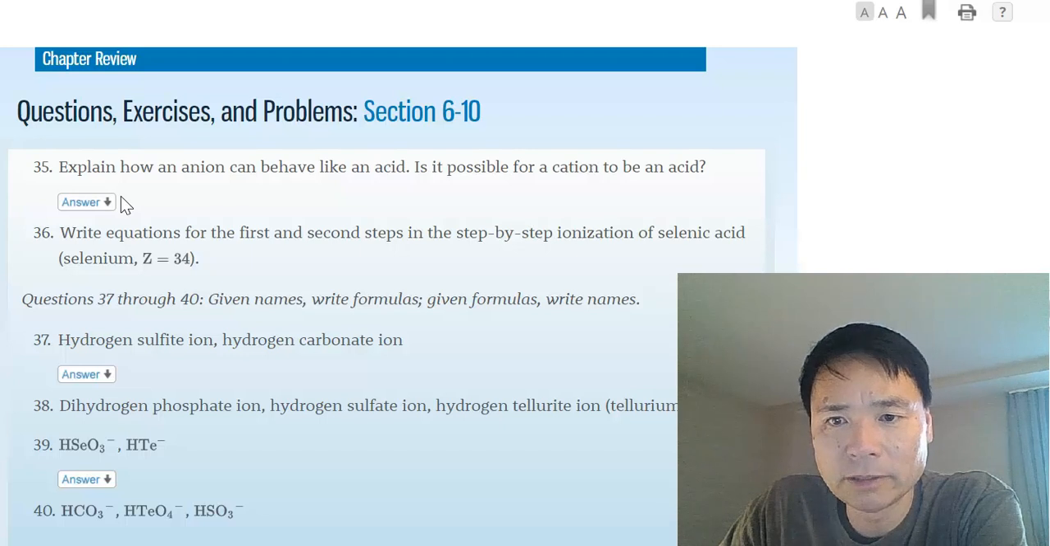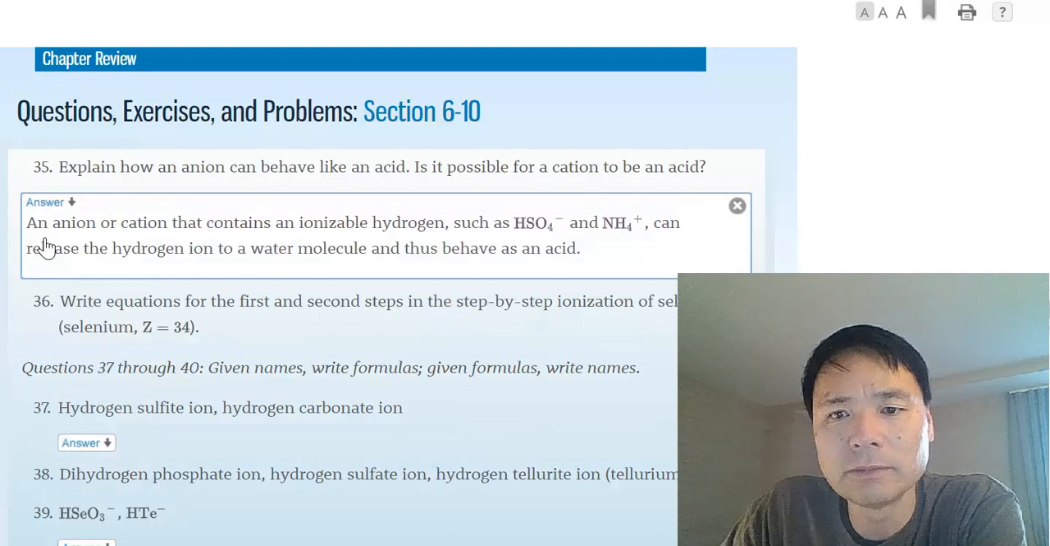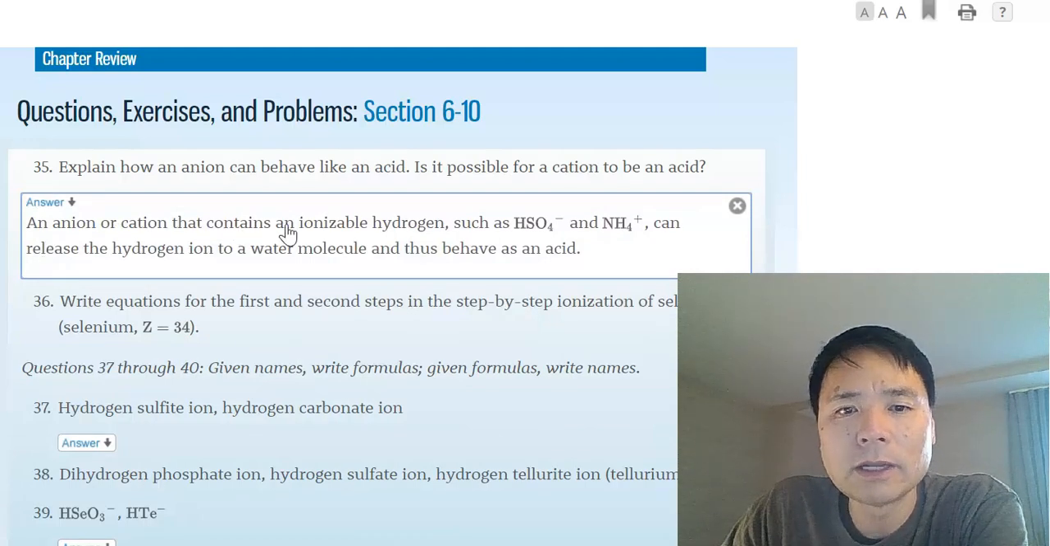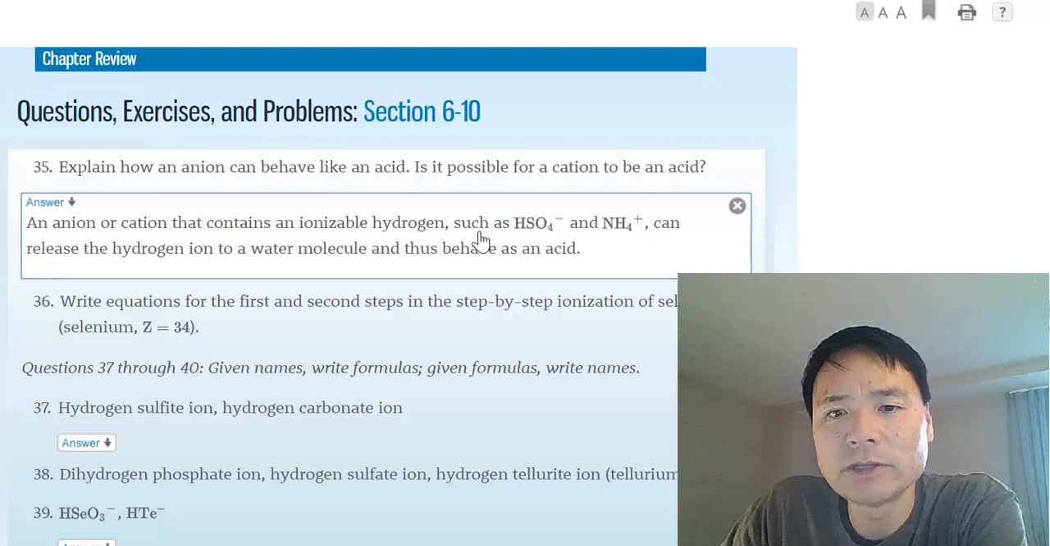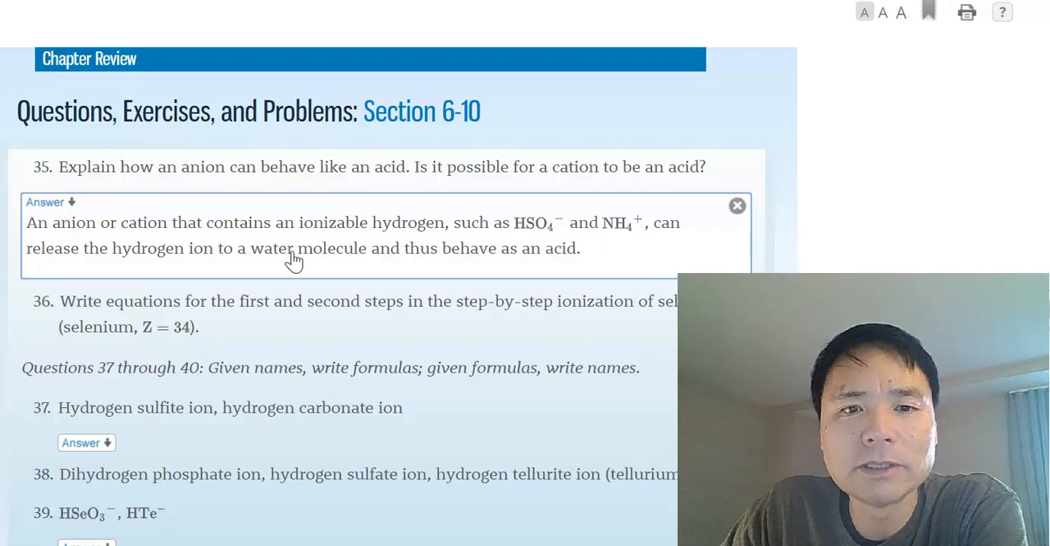Is it possible for a cation to be an acid? It is possible for a cation to be an acid. Ammonium is an example of that, NH4 plus. However, it didn't begin with an H, and we'll look at acids in much more detail. So an anion or cation that contains an ionizable hydrogen, such as HSO4 minus, and ammonium can release the hydrogen ion to a water molecule and thus behave as an acid.